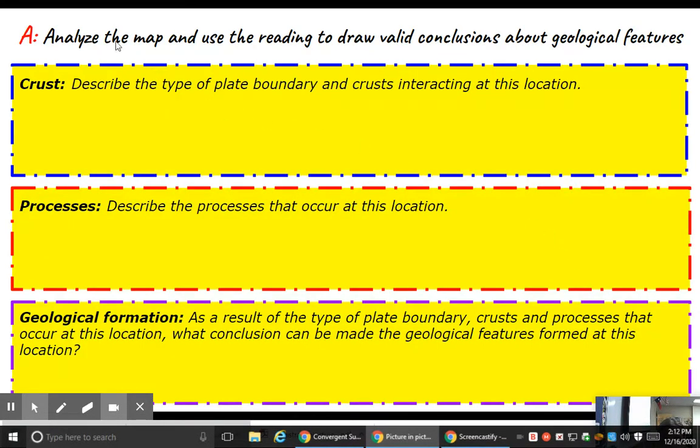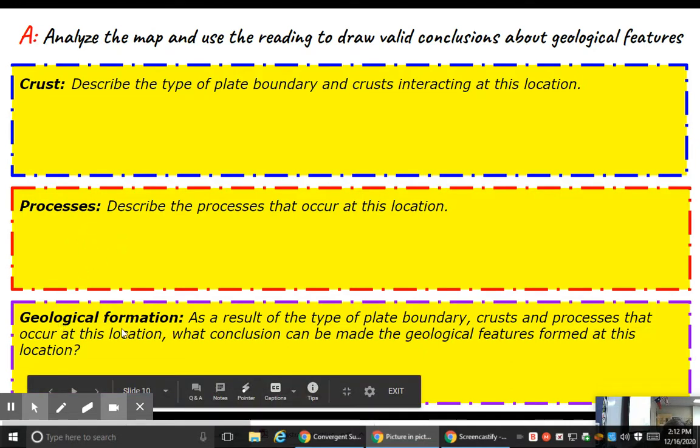Okay. Now, analyzing the maps of the Aleutian Islands, we're going to use the reading and the videos to draw valid conclusions about the geological features. So the type of crust we have here is oceanic, converging. The process is subduction again. You're going to have the older oceanic plate subduct underneath the younger one.